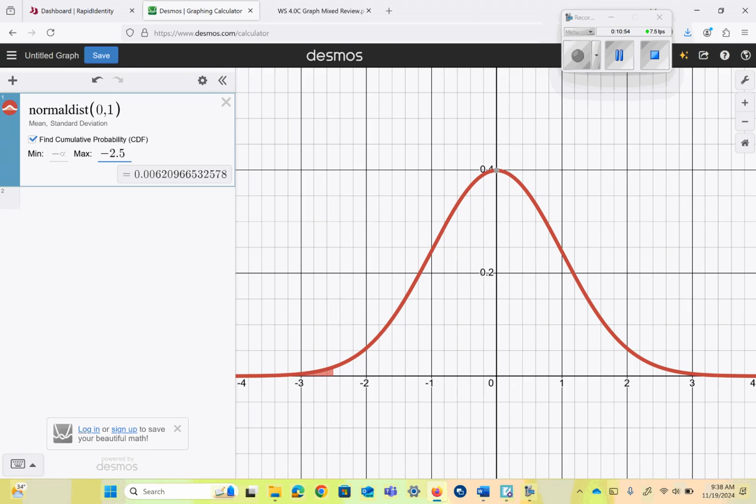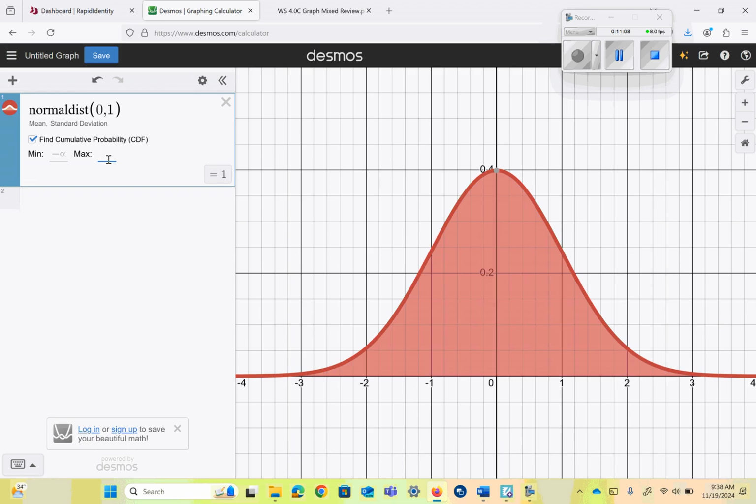And explain why a z-score of positive 3 is more unlikely than a z-score of positive 1. Okay, well, we can just keep doing our normal distribution. So, a z-score of 3.